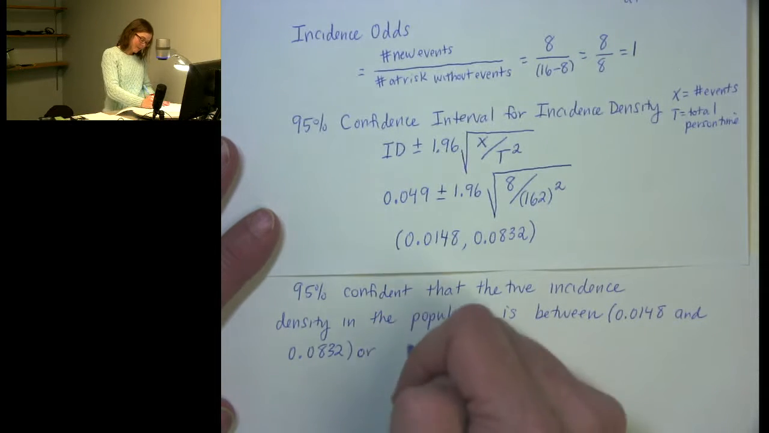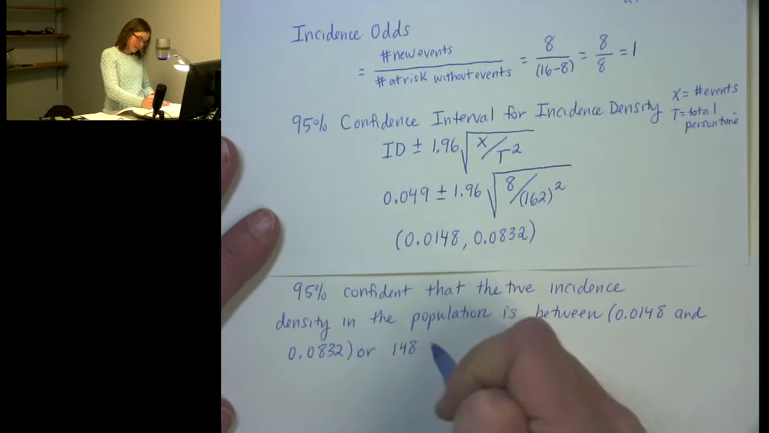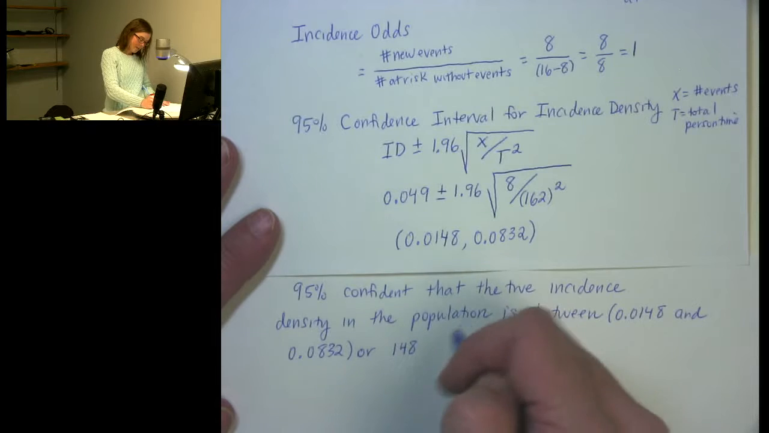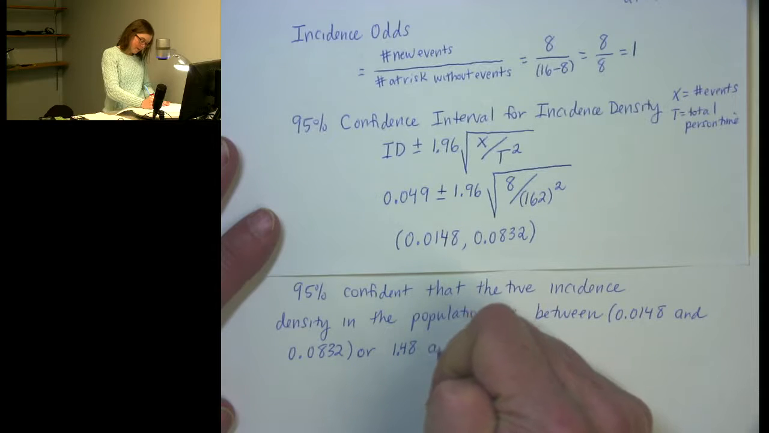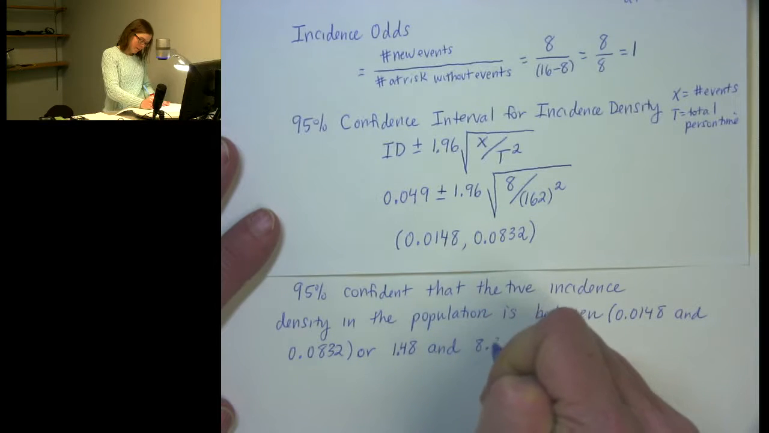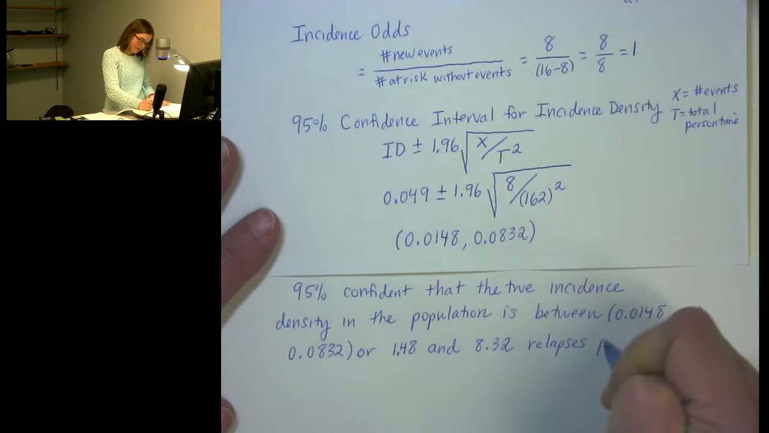or between 1.48 and 8.32 relapses per 100 person months at risk.